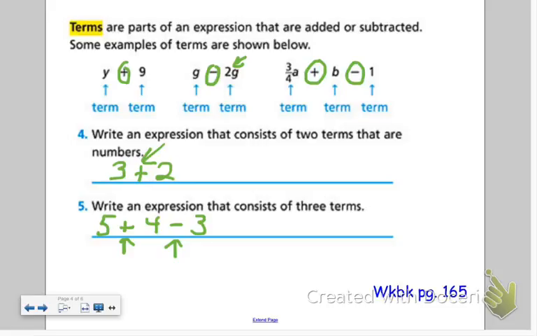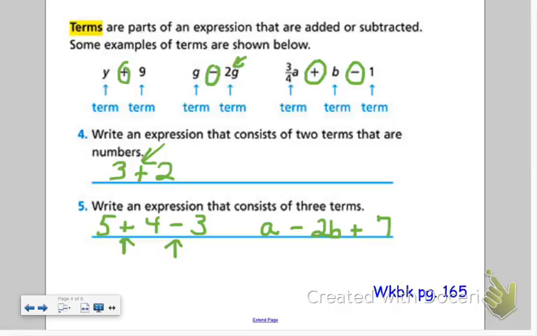Maybe you want to include variables. Let's see, a minus 2 times b plus 7. There's an expression with 3 terms. A is a term, 2 times b is a term, and 7 is a term, and they're being separated by an addition and subtraction sign.